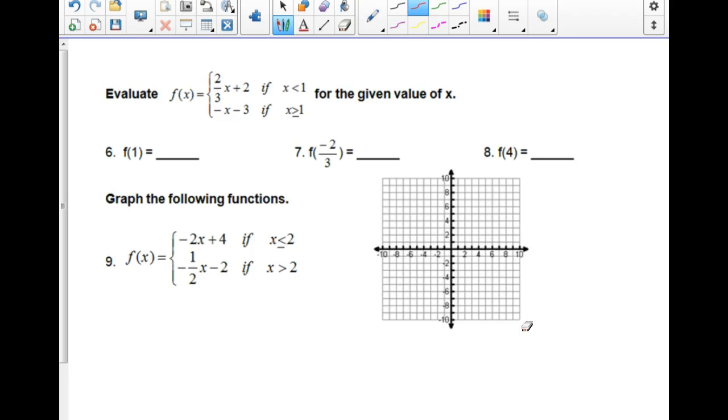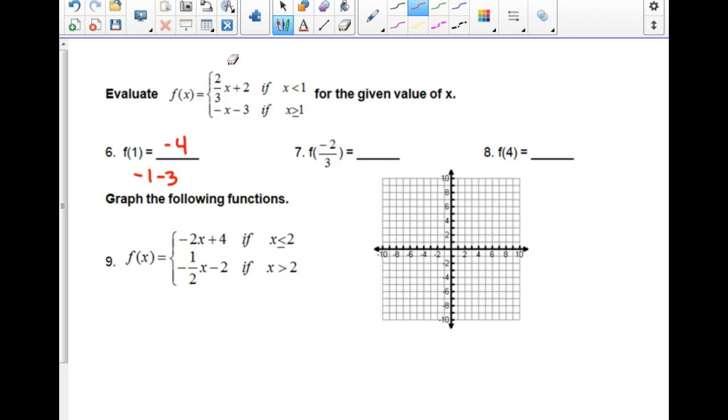Six says find for the given value of x, f of 1. You have to look at the restrictions. This is a piecewise function. The first equation is used if x is less than 1. The second equation is used if x is greater than or equal to 1. So the f of 1, you would use the second equation, which would give you -1 minus 3, which is -4. The f of -2/3.